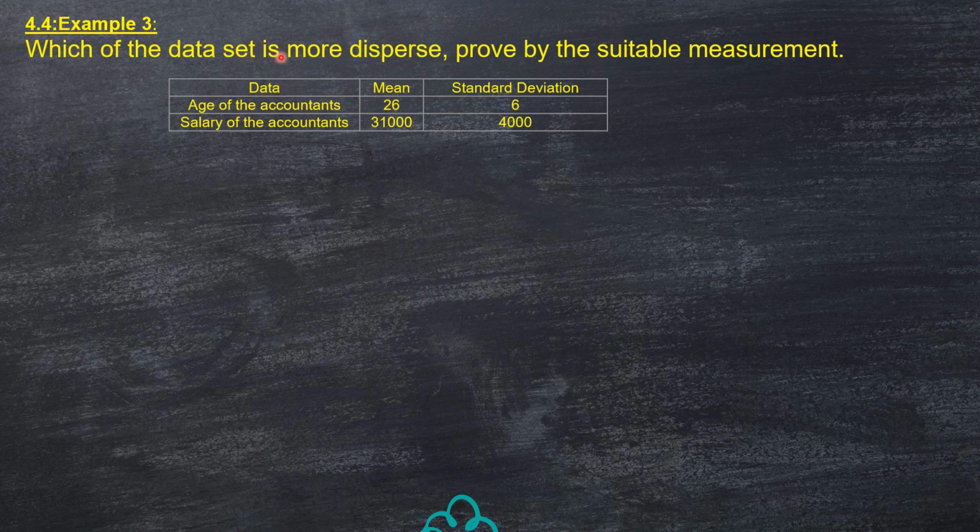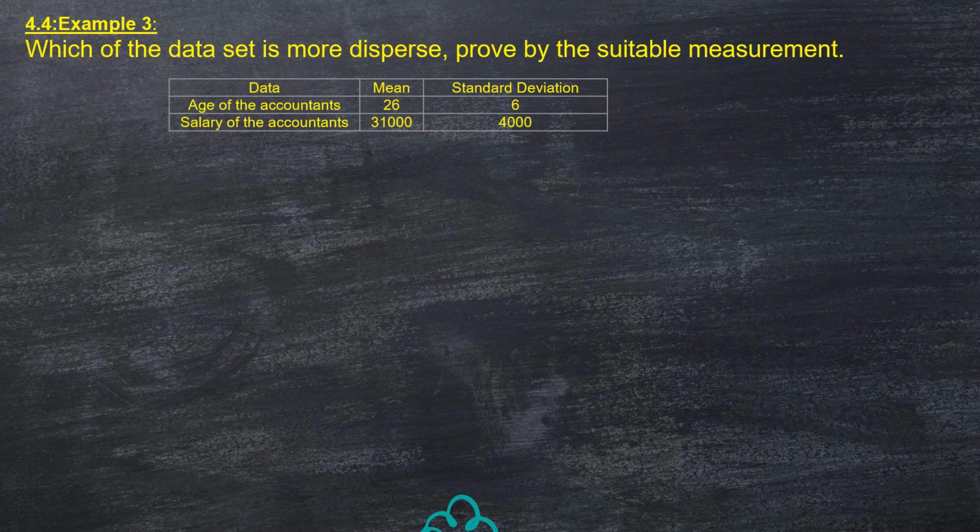Okay, which of the data sets is more dispersed? Prove it by the suitable measurement. So you are given two types of data: age of the accountant and salary of the accountant. The mean, the average for the age is 26 and for the salary is 31,000. Meanwhile, the standard deviations given are 6 and 4,000.